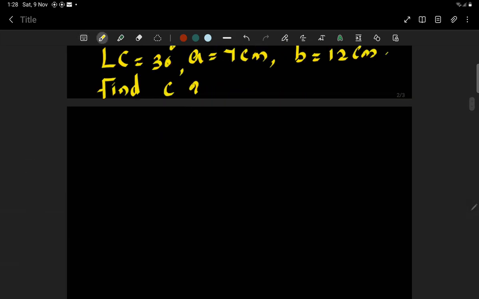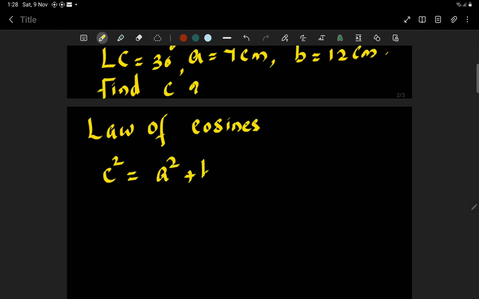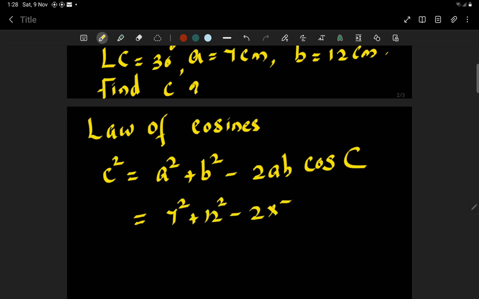Here we can use the law of cosines, because we need to find a side. The formula is c squared is equal to a squared plus b squared minus 2ab cos C. Only one angle is given here, so we can use the law of cosines. a squared means 7 squared, b squared means 12 squared, minus 2 times 7 times 12 times cos 30 degrees. Use a calculator and find the answer.